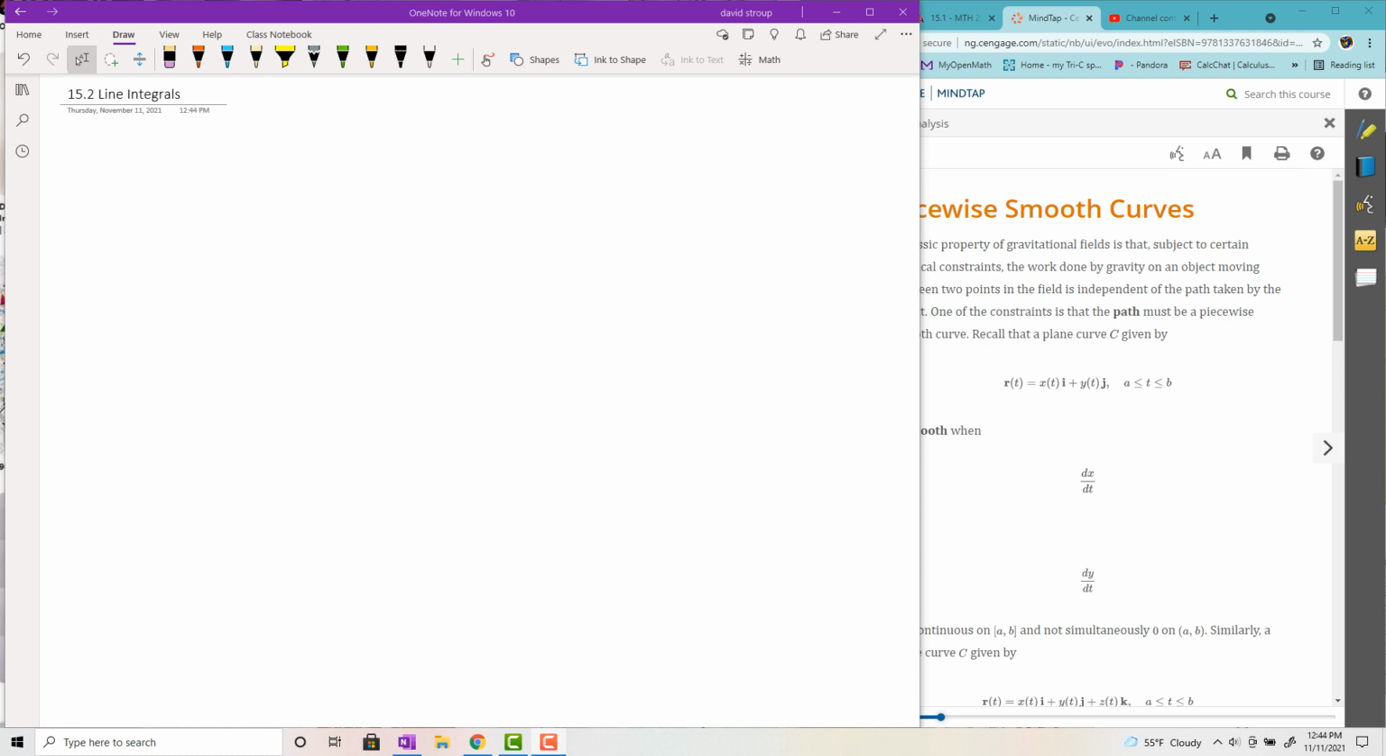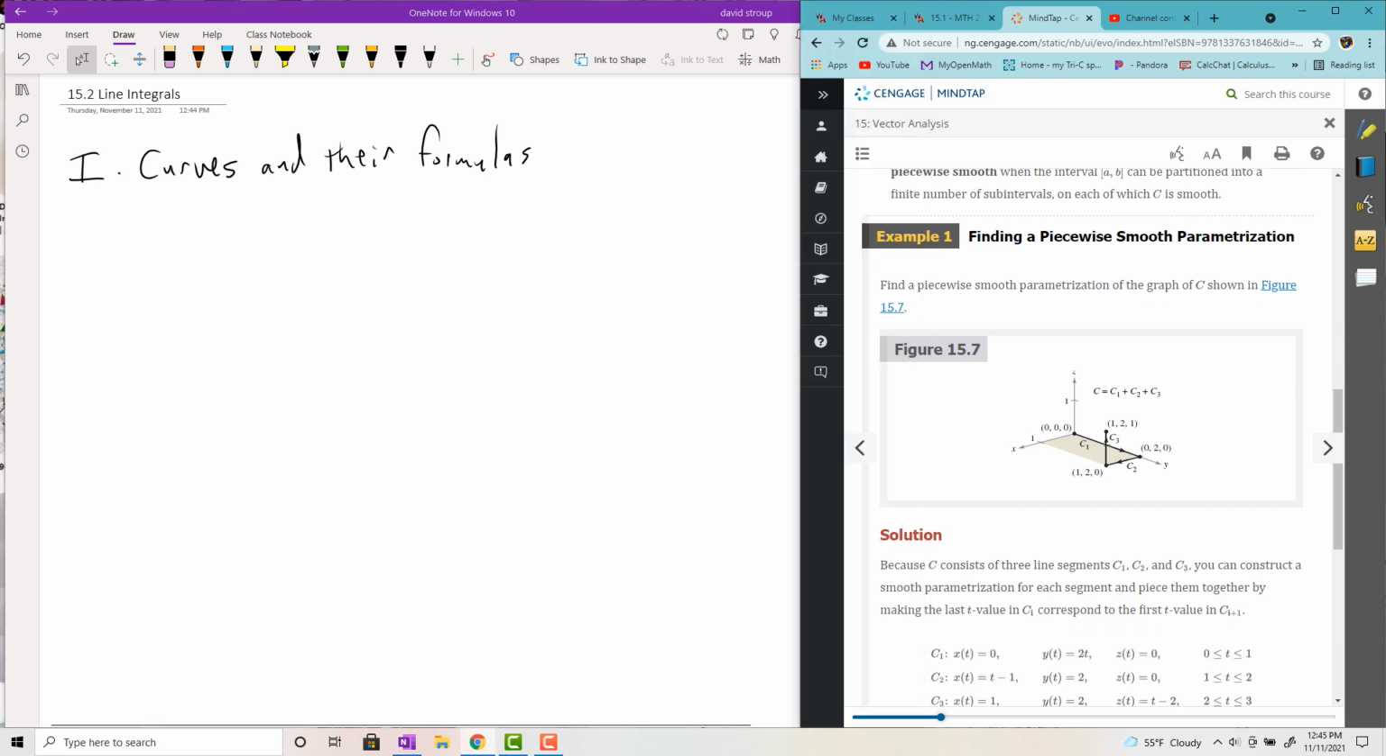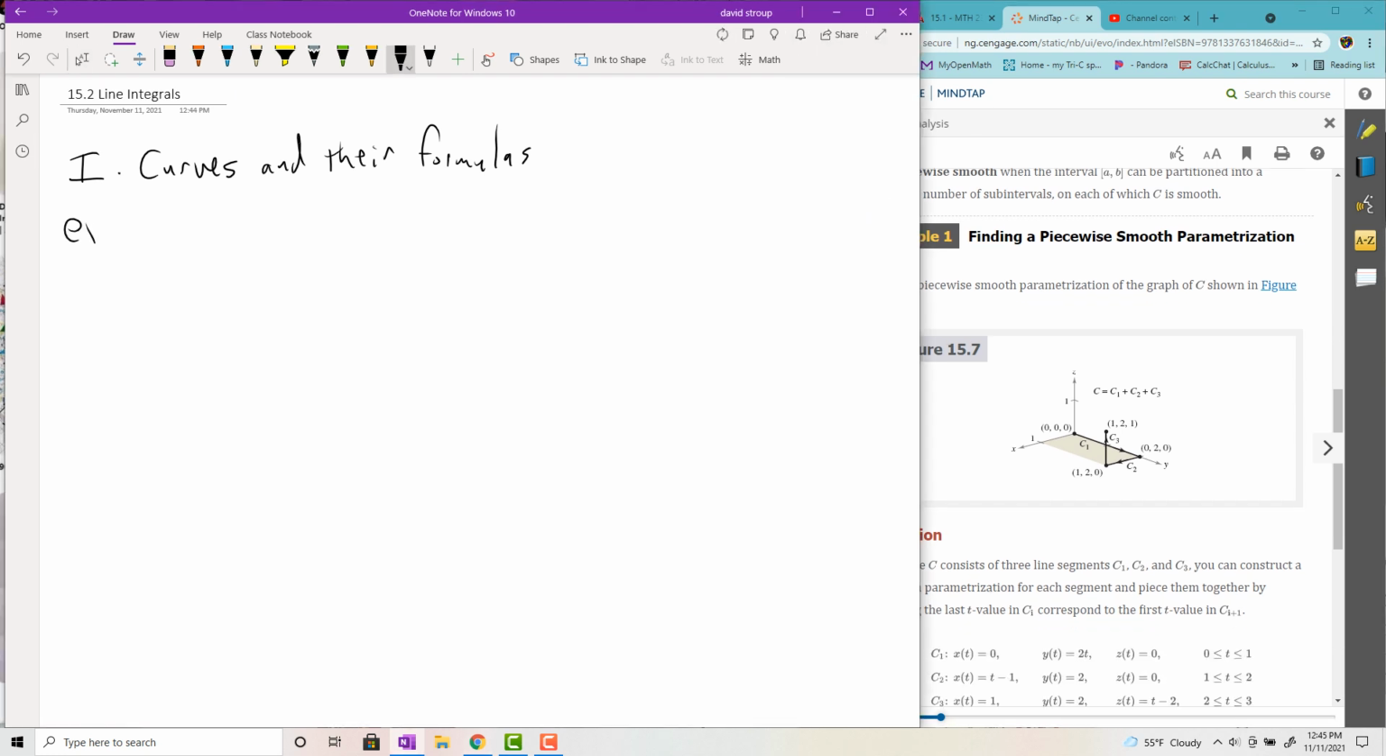Hey, welcome back. This time we're working with line integrals, and first we want to work with doing parameterizations of curves. So, curves and their formulas, I guess. So let's look at this example one here.